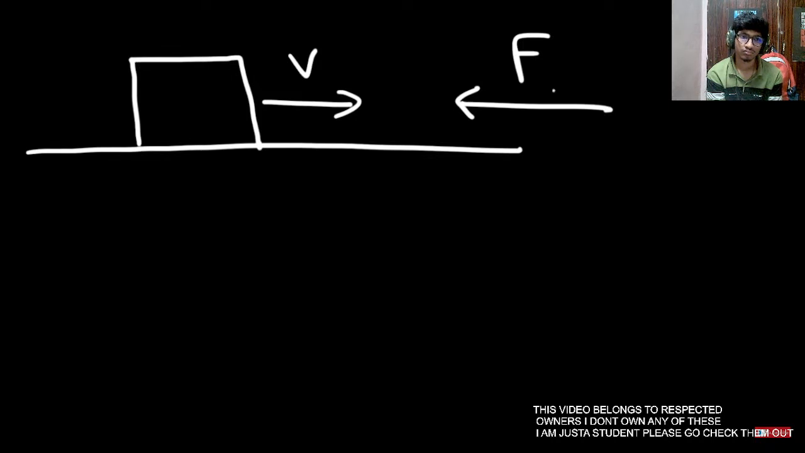An object in motion will continue in motion unless acted on by a force. So if there was no friction, this box will continue to slide forever. But because friction is present, and it's opposite to the direction of the velocity of the box, it's going to slow it down and bring it to rest. So if that force wasn't present, it will keep moving.